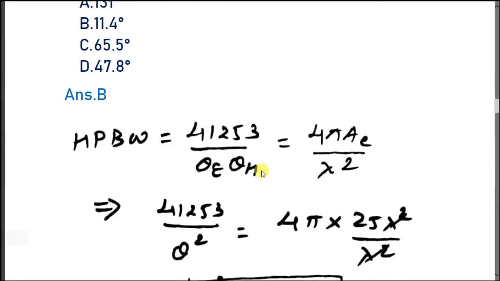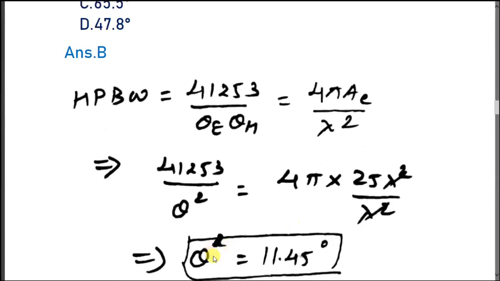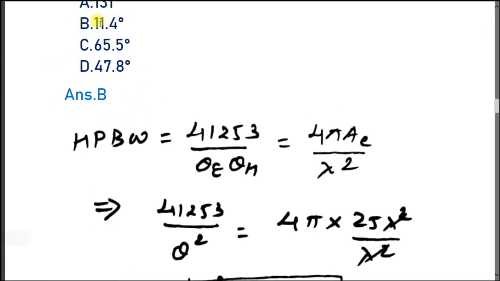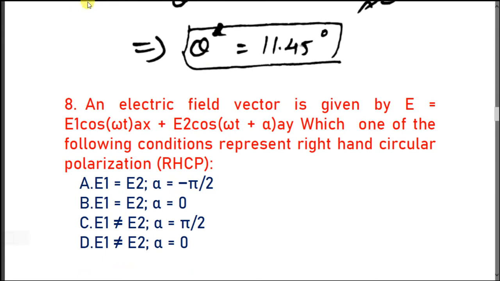Okay, so in this case you put theta E and theta H equal to theta. So theta times theta is theta square, and A is given to you as 25 lambda square. So lambda square gets cancelled out, and you will get theta equal to 11.45, and this theta is known as the half power beamwidth. So the answer is B, 11.4.